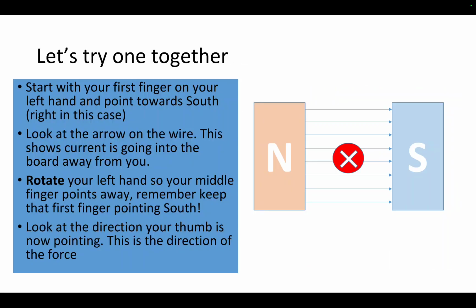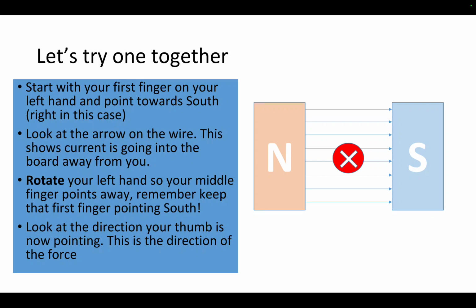So let's have a look at this one. You need to get your hand in its left hand position, Fleming's left hand rule. Your thumb, first and second finger all perpendicular at 90 degrees to each other. Start with your first finger on the left hand and point towards south, so you're going north to south. And then the arrow and the wire. The current is going into the board because it's a cross, or into your iPad or monitor, whatever you're using, or phone. So you have to rotate your arm around. Rotate your left hand, keep your first finger pointing towards south.